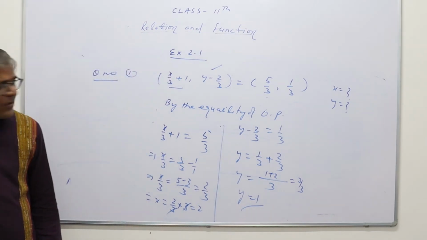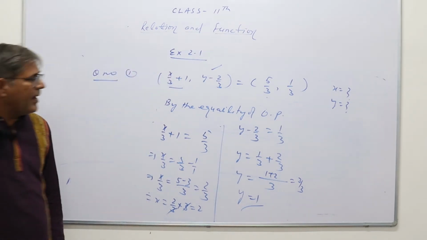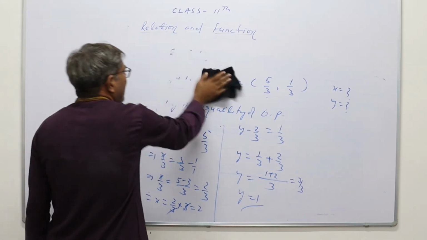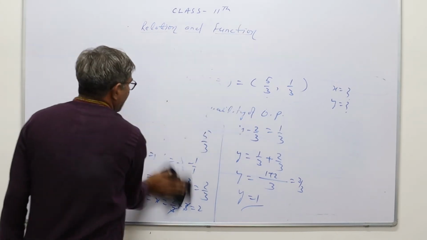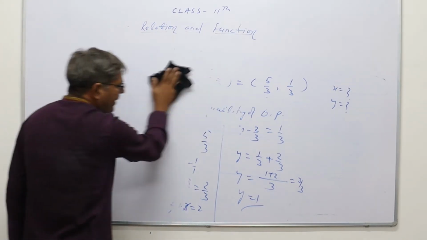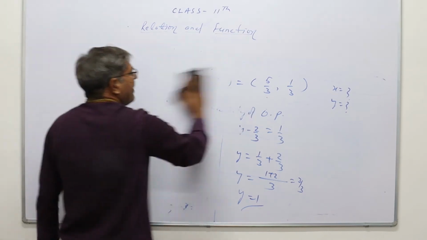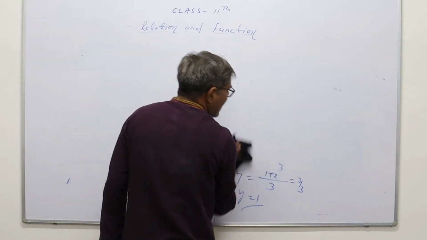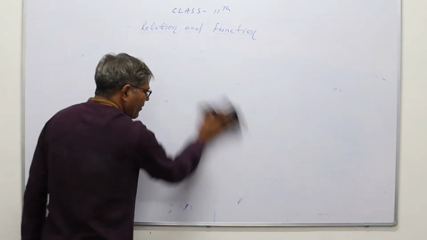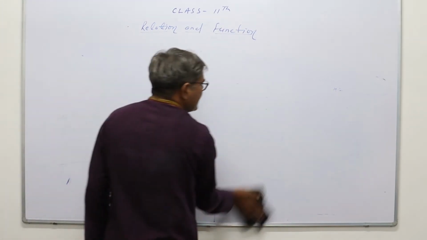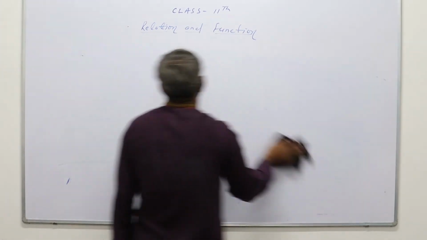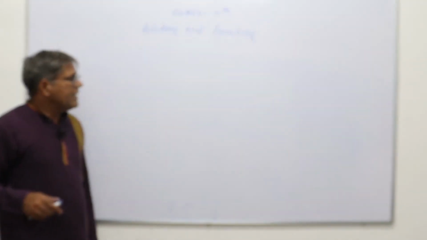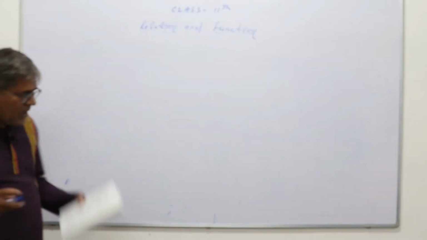So this is question number first of exercise 2.1, and this question was solved by the property of equality of two ordered pairs. When the two given ordered pairs are equal, by the equality of ordered pairs, the first element will be equal to the first element of the second ordered pair, and similarly the second element of the first ordered pair will be equal to the second element of the second given ordered pair.